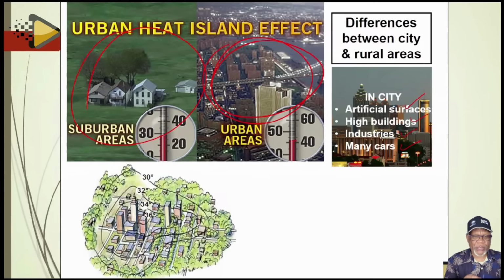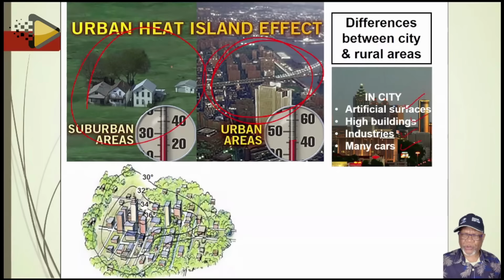Now when you're looking at the rural areas, you can see we have natural surfaces and low building density. We don't have a lot of buildings, and therefore the heat is escaping easily. We have vegetation that is not creating a lot of heat, and natural surfaces don't absorb a lot of heat.